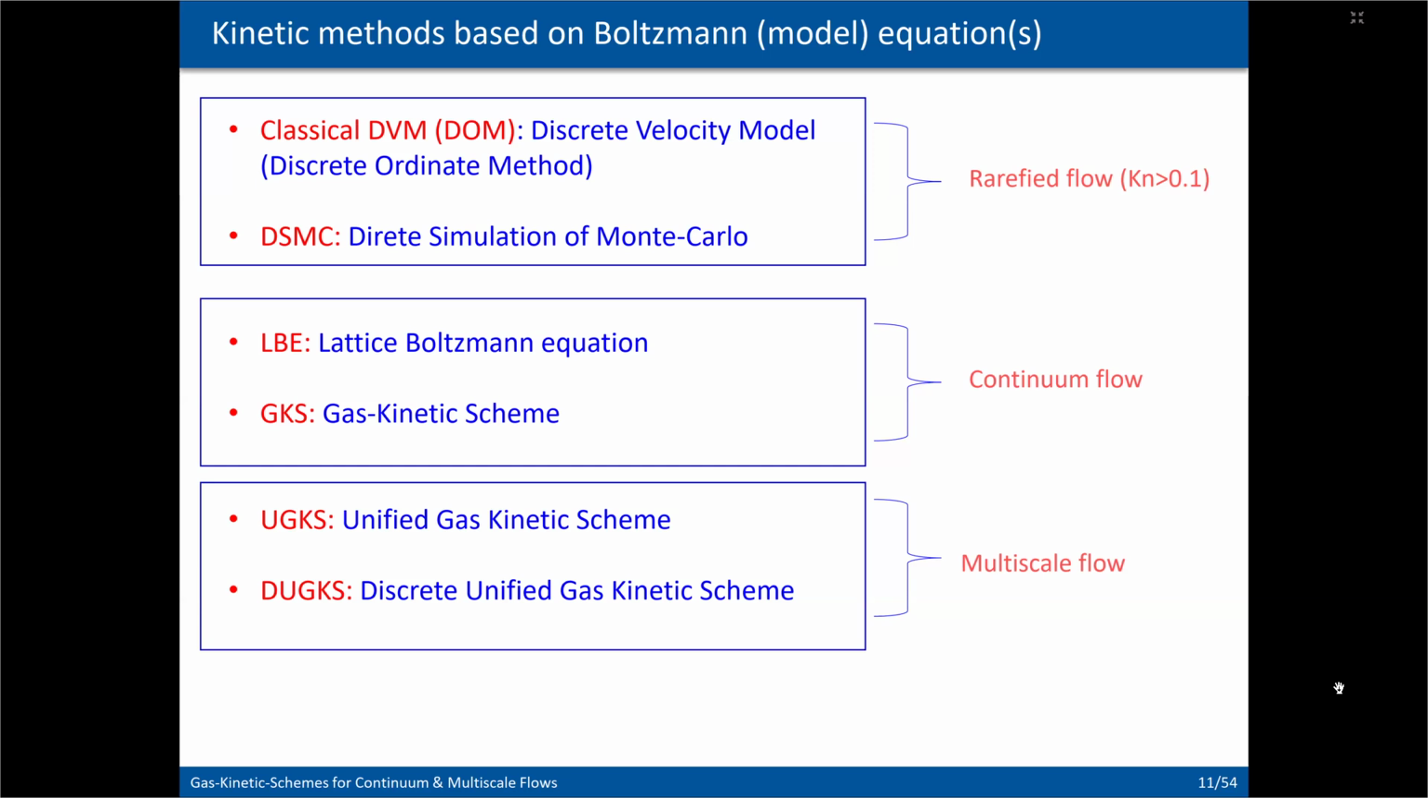And for multiscale flows with all Knudsen numbers, there are typically two numerical methods. The first one is the unified gas-kinetic scheme, and another one is the discrete unified gas-kinetic scheme. These two kinetic schemes are related to the gas-kinetic scheme.